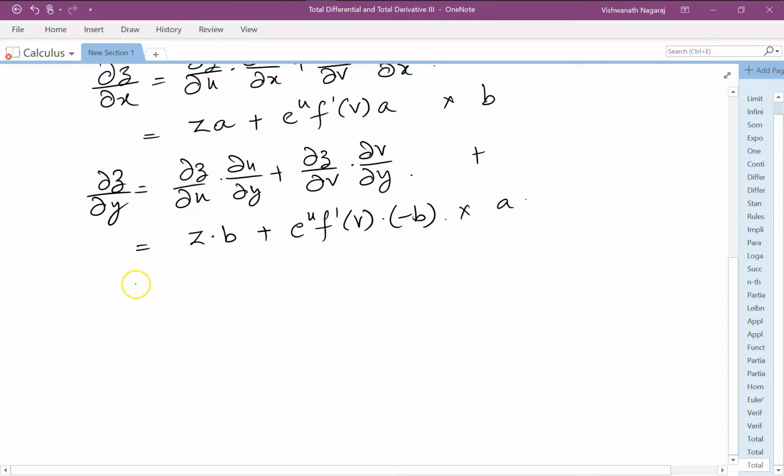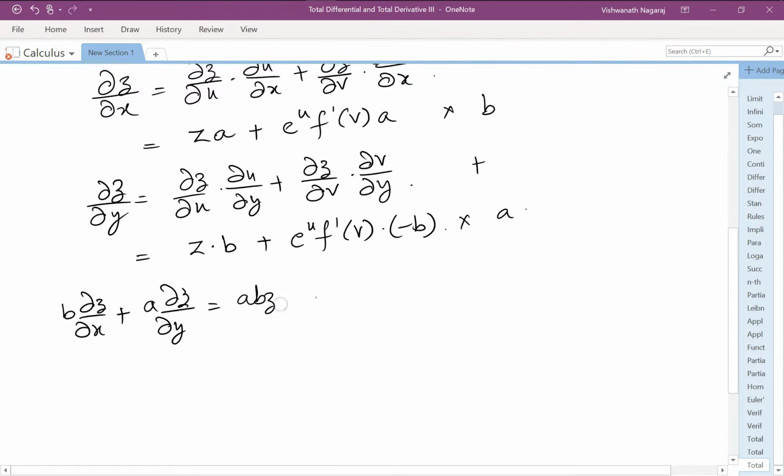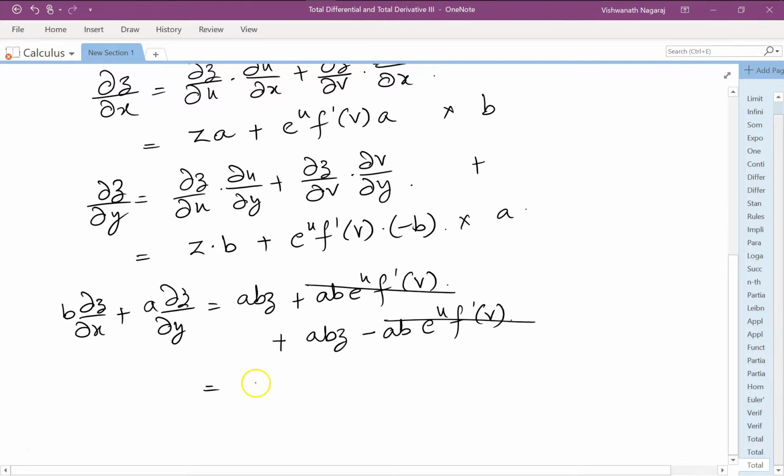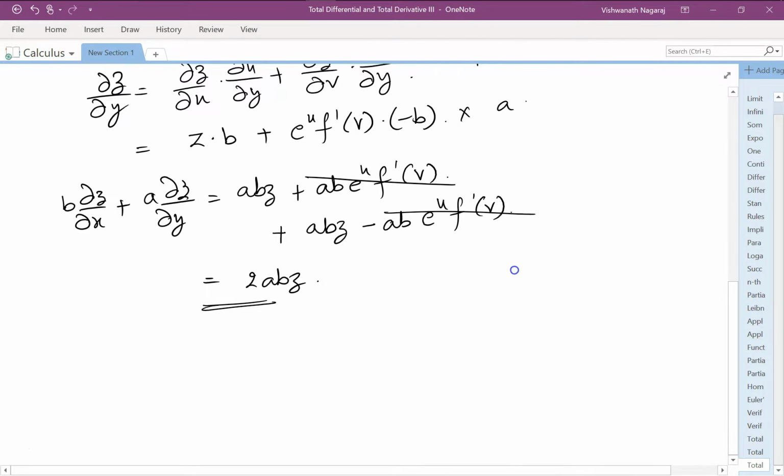So b dou z by dou x plus a dou z by dou y is equal to abz plus ab e to the power of u f prime of v plus abz minus ab e to the power of u f prime of v. This and this get cancelled and we are left with 2abz. This is what we had to show.